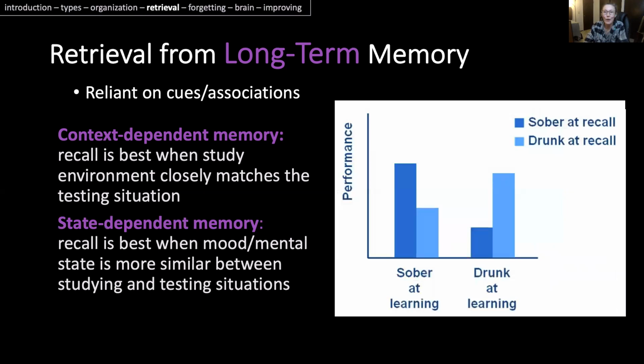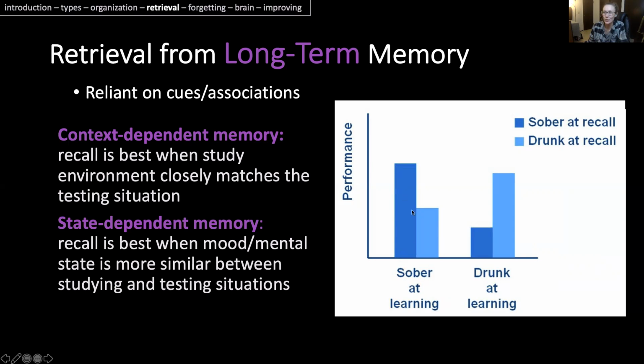Now this works for your general state too, not just your environment. State-dependent memory tells you that your recall is best when your internal state, your mood or mental state, is more similar between those studying and testing conditions. So this is a study that blows my mind. This is someone who studied while either sober or drunk, and then they took their test, either sober or drunk. This data was actually published in the journal Science in 1969. So this is something that's worth considering.